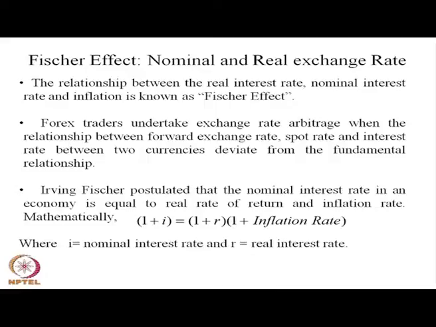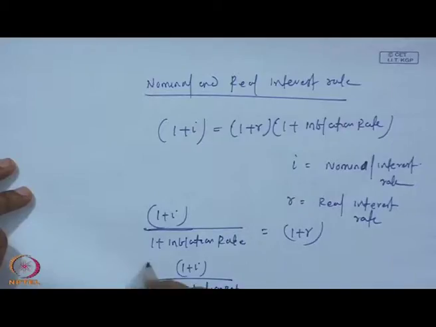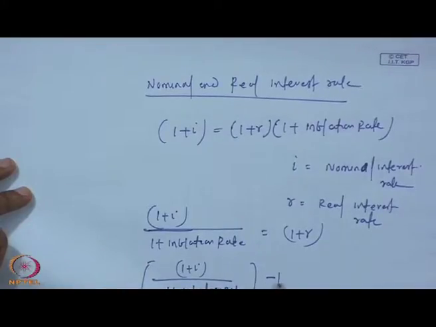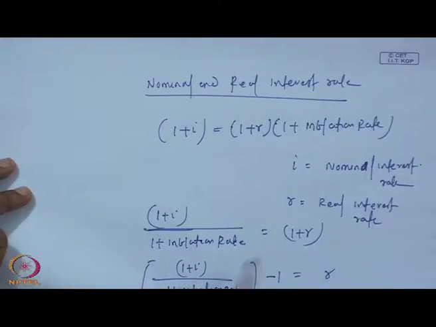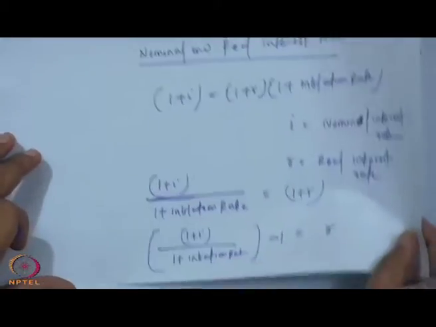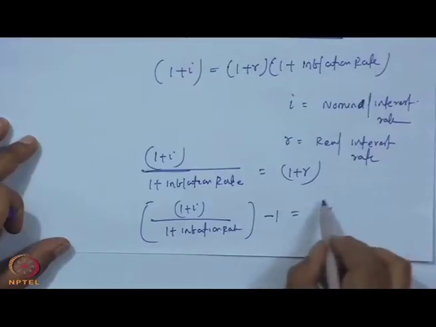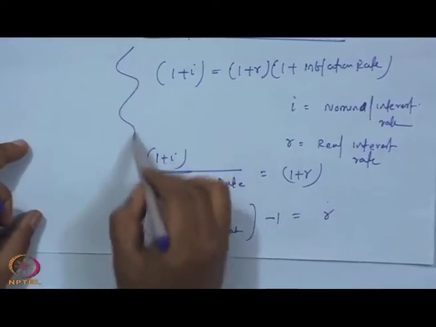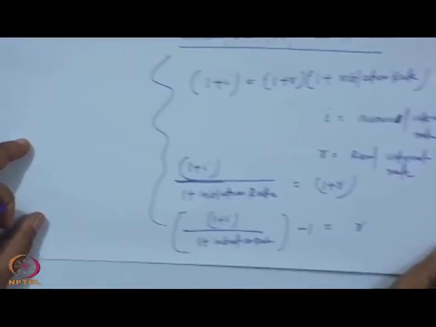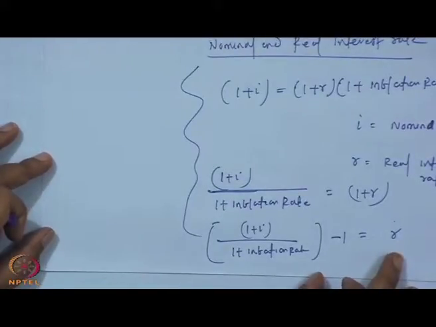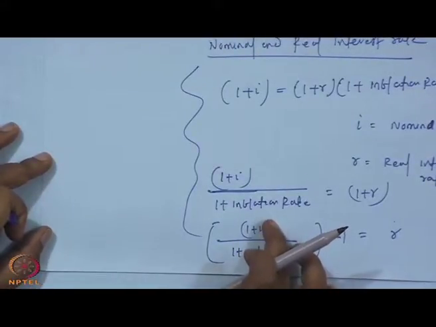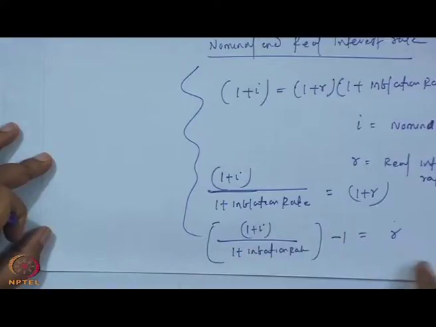So, 1 plus I divided by 1 plus inflation rate, minus 1, will give you the real interest rate. So, once you know the inflation and the nominal interest rate, you can estimate the real interest rate.